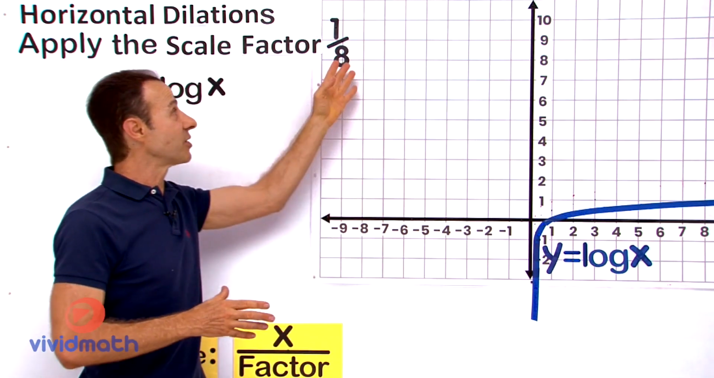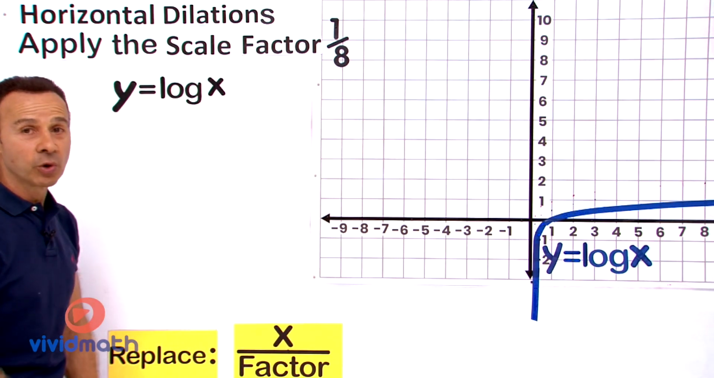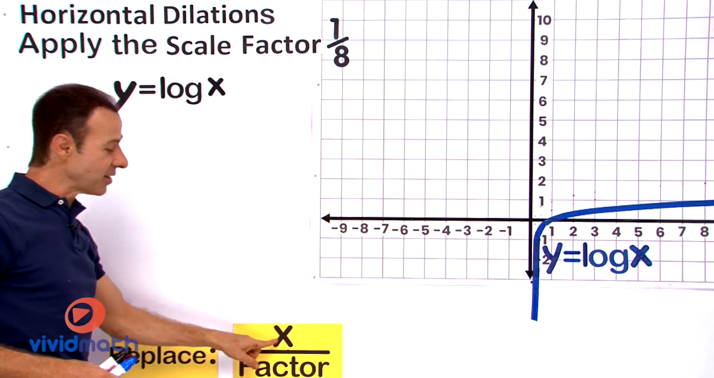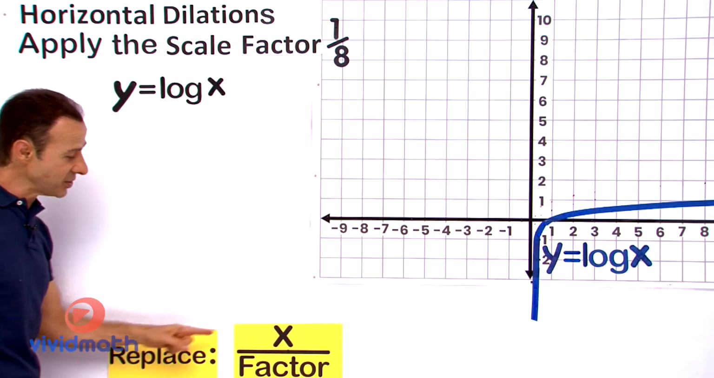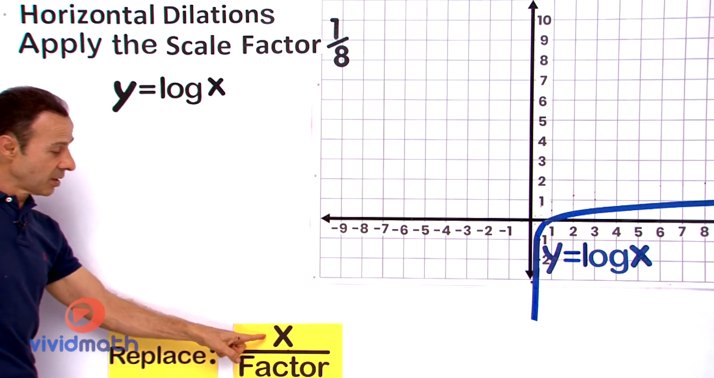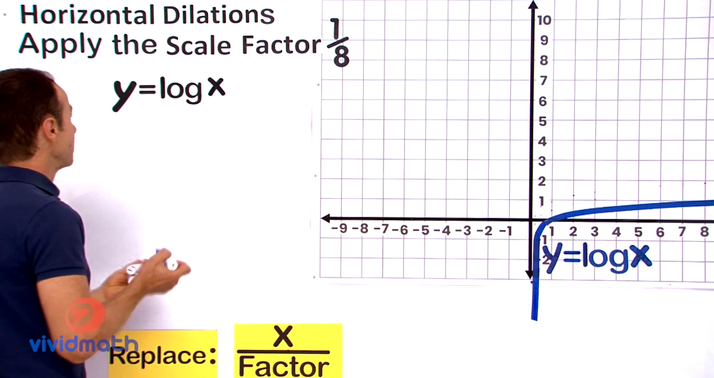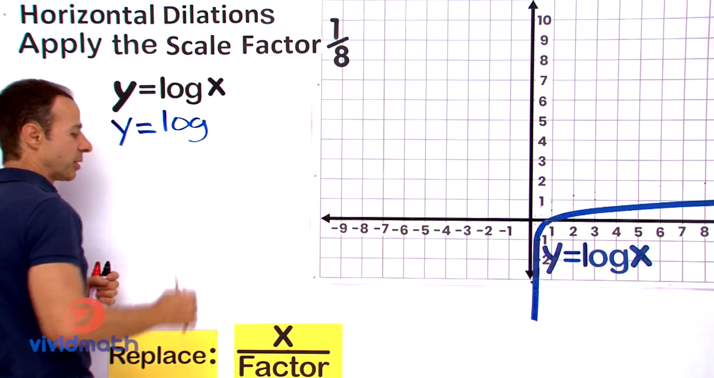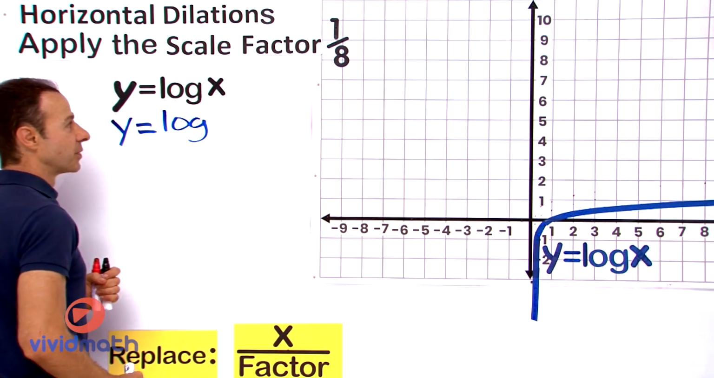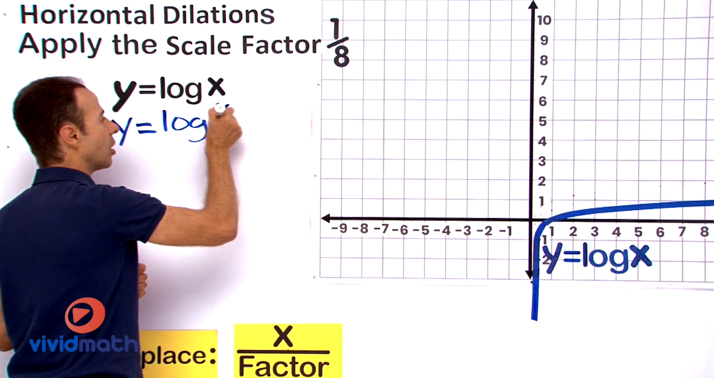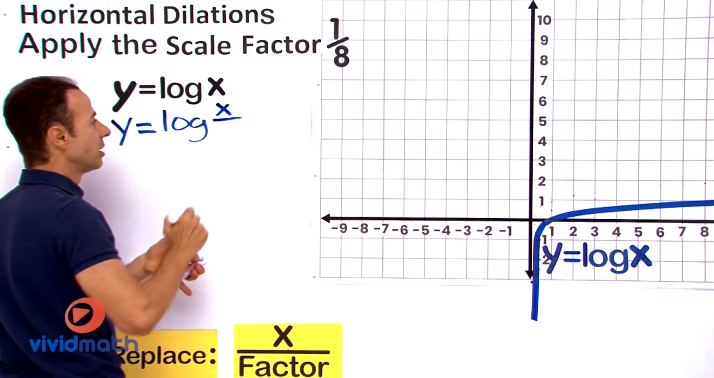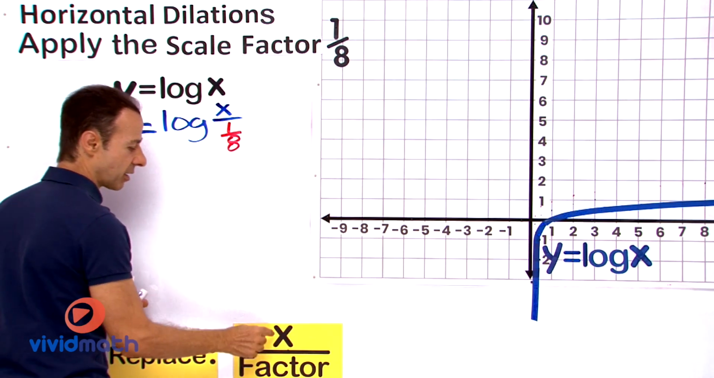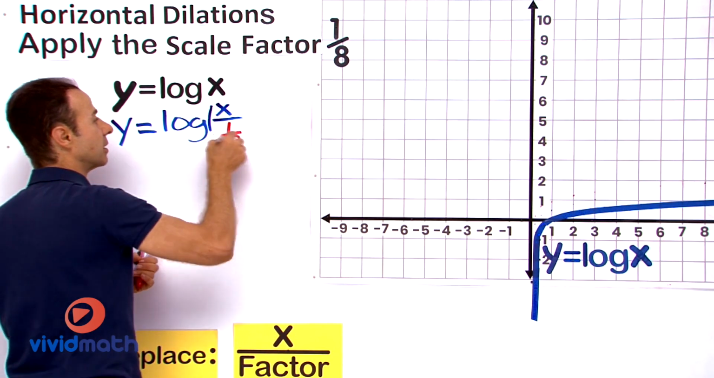Now, how do you actually take this and apply it and create a new function? Well, all you have to do to create the new function is take the scale factor and divide it under the x. So all you have to do is replace the x with x over the scale factor. Let me just write it out. If we've got y equals log x, that x will be replaced with x over the scale factor. So our x will become x over our scale factor, I'll write that in red, 1/8. That's all you do. x over the scale factor, like that.